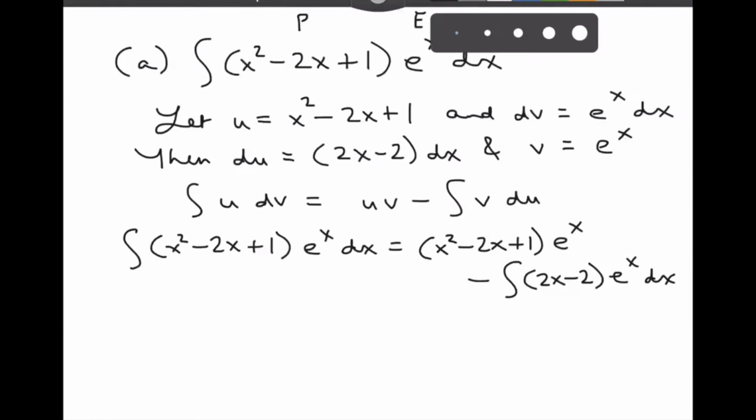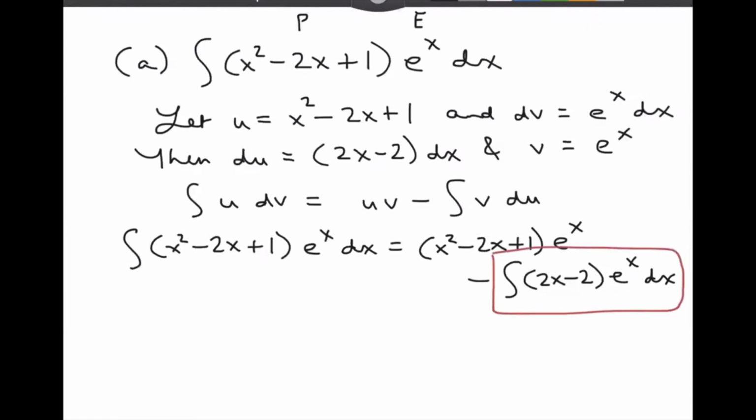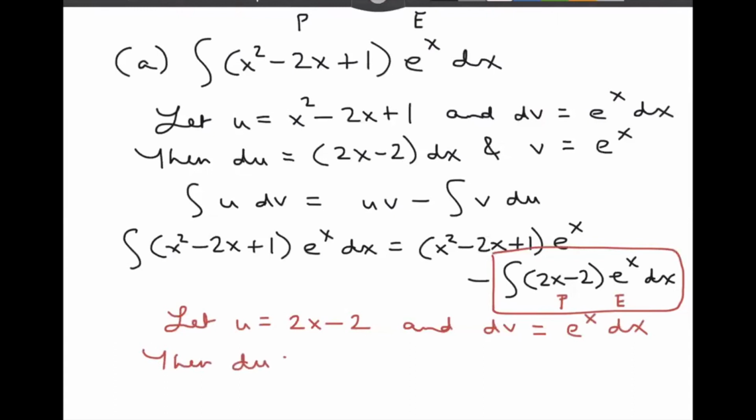I'm going to put a nice red box around this integral. And then while I'm working on that new integral, I'm going to write everything in red. So using integration by parts again, and again, we have a polynomial and an exponential. We're going to let u equal 2x minus 2. And once again, dv will be e to the x dx. Then du will be 2 dx. And v will be e to the x.